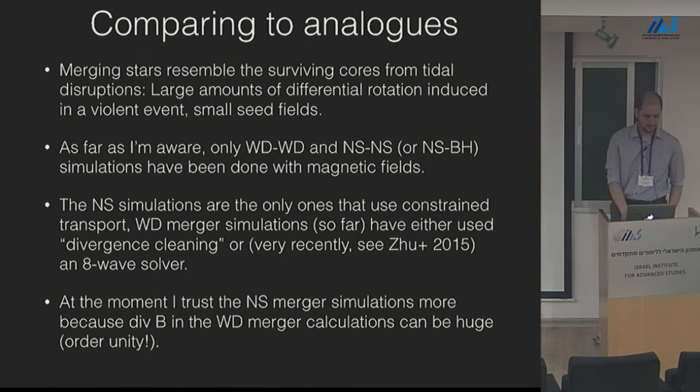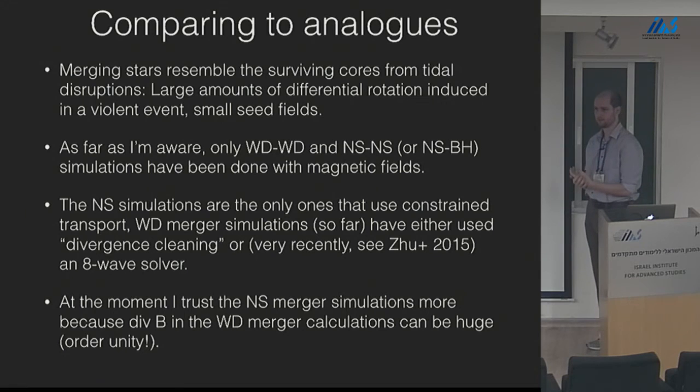So just briefly, comparing to analogs. People have done simulations of neutron star mergers and white dwarf mergers with magnetic fields in them. That's basically the closest analog we have to this. This is sort of a star merging with itself.